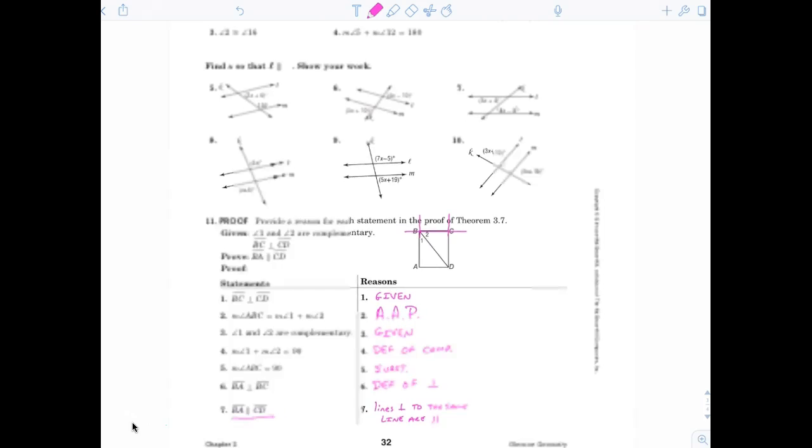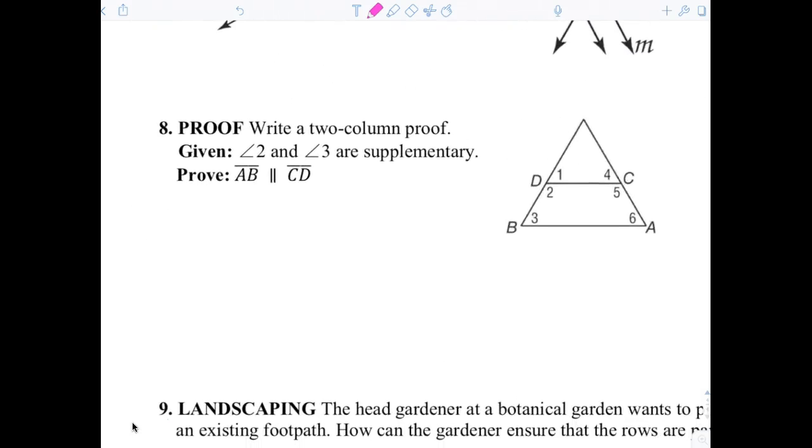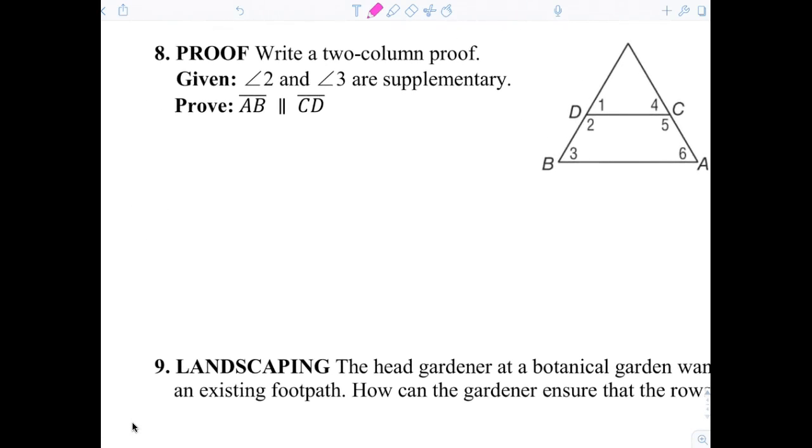All right, so here we go. Let's find something else fun. Let's take a look at number 8. Write a two-column proof. If angle 2 and 3 are supplementary, prove AB is parallel.